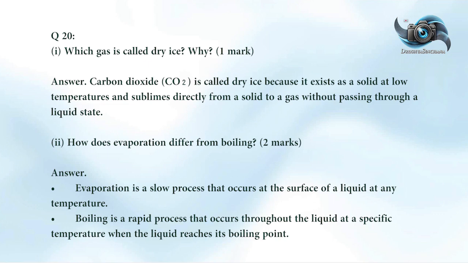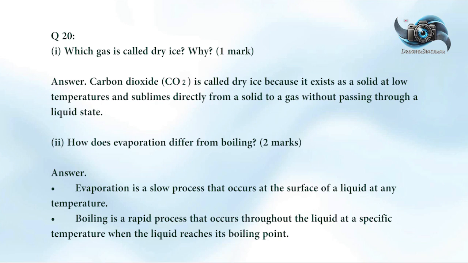Question number 20. 1. Which gas is called dry ice? Why? Answer. Carbon dioxide, CO2, is called dry ice because it exists as a solid at low temperatures and sublimes directly from a solid to a gas without passing through a liquid state.